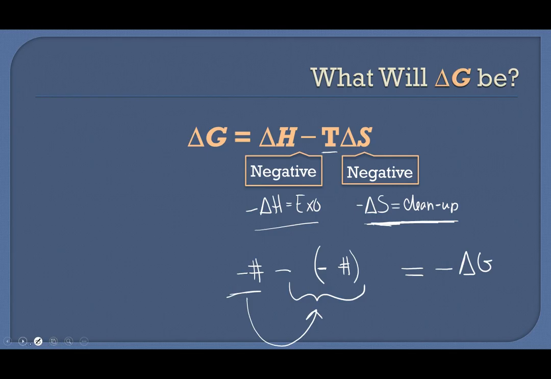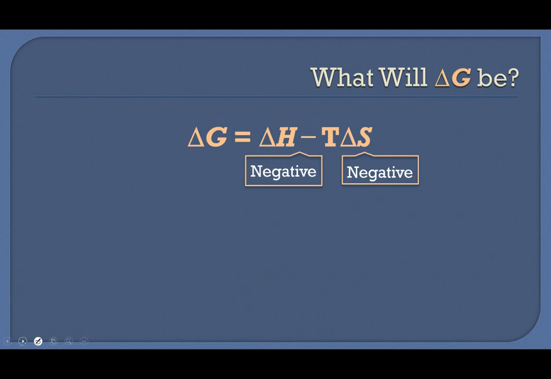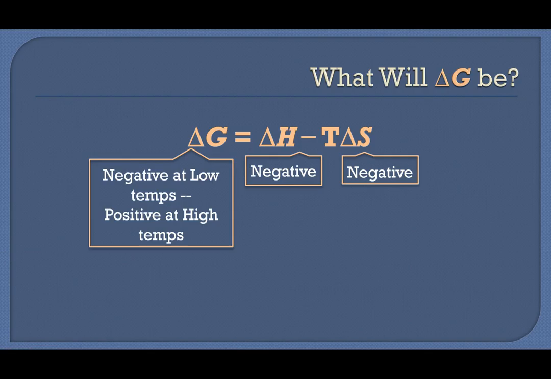So what we're going to find is that this will be a negative number at low temperatures. So if this number is a low number, if it's a cool temperature, then it will be a spontaneous reaction. So this will be negative. This portion will be small enough to allow that to remain negative.